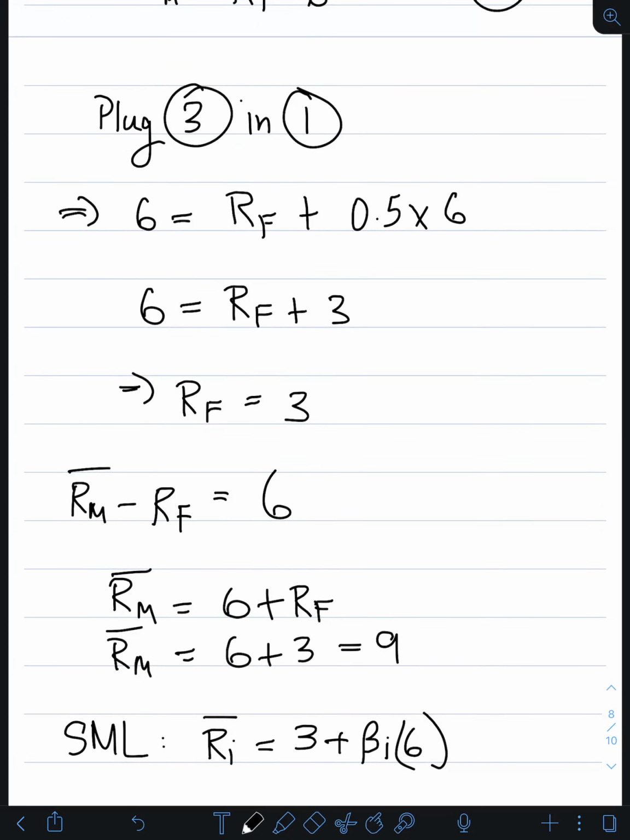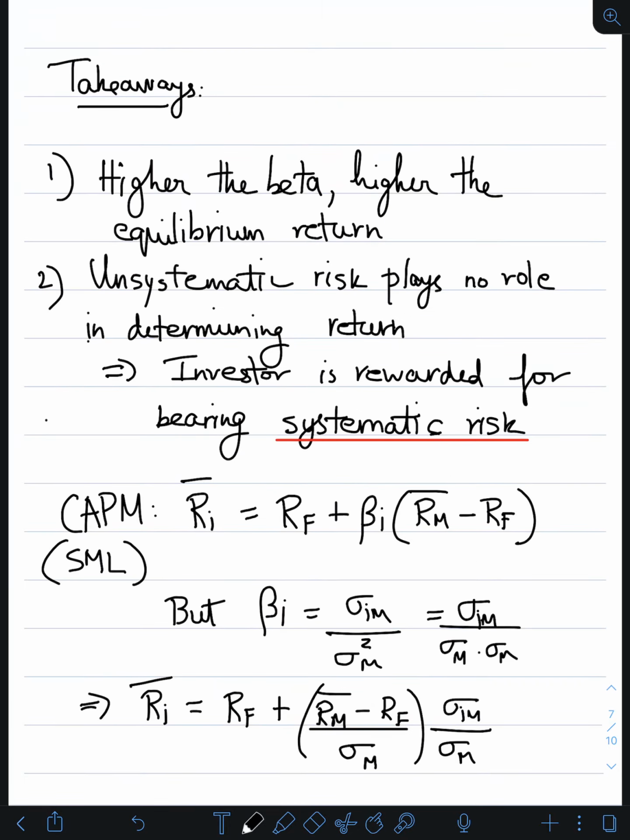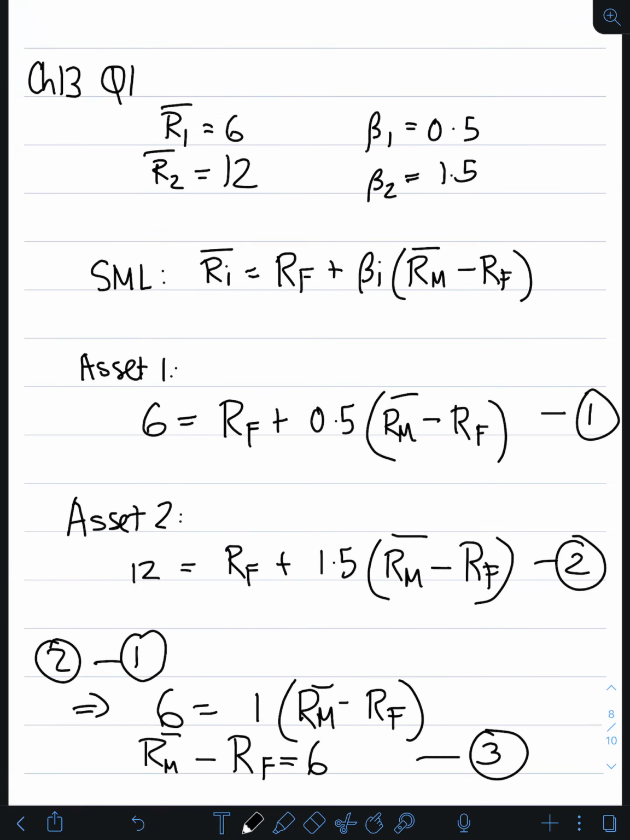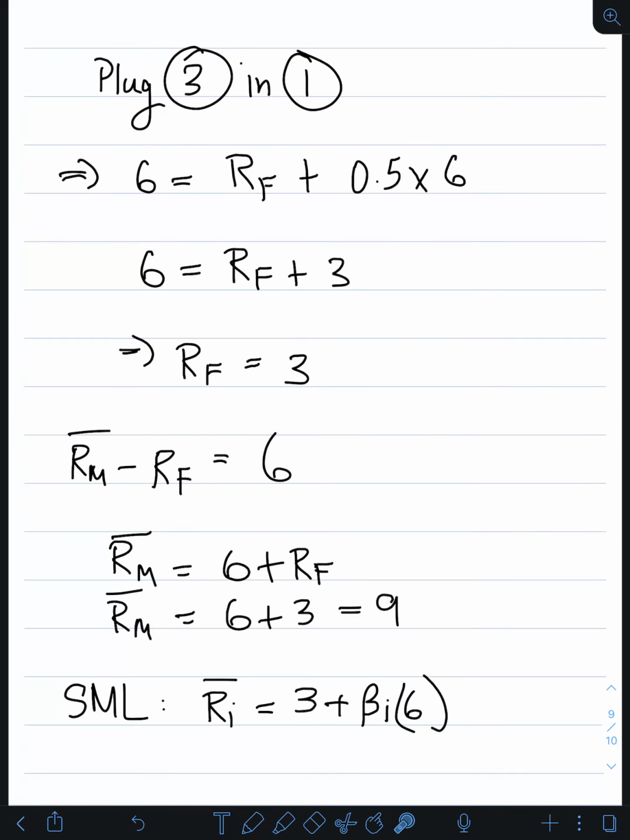Okay, that is our security market line. Hopefully that's clear. Hopefully you understand where this came from. This 6 is just the RM minus RF. So I plugged in all the values into this equation here. Okay, RM minus RF is 6. RF is, we just calculated to be 3. And so we can plug that in.